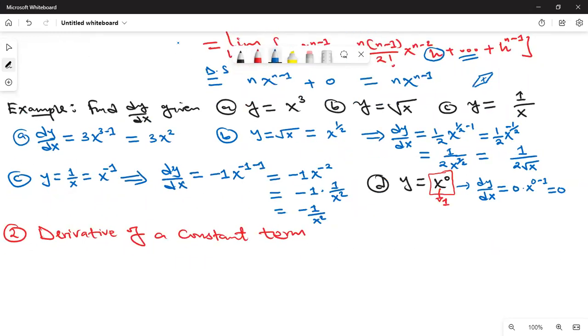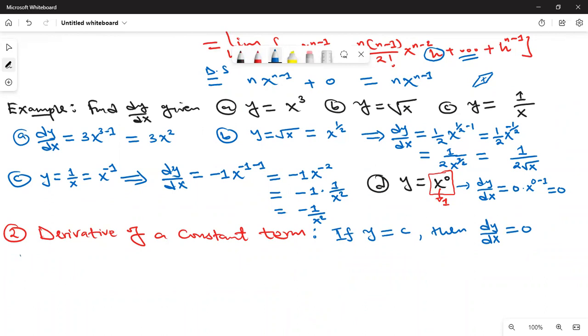The statement is this one, that if y is equal to a constant c, then dy/dx will be equal to 0. That every time you differentiate a constant, the result should be equal to 0.